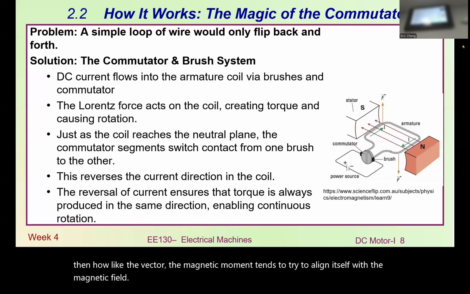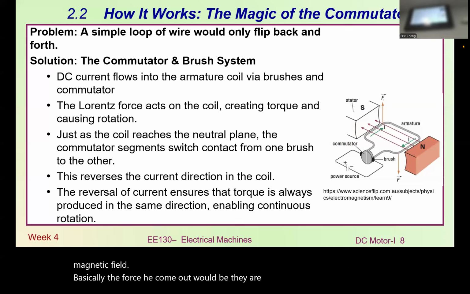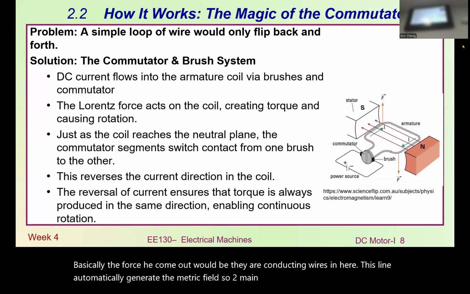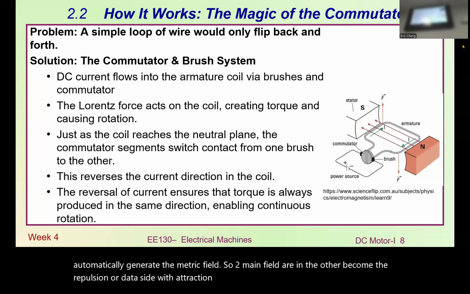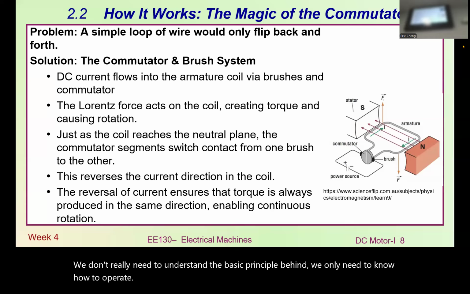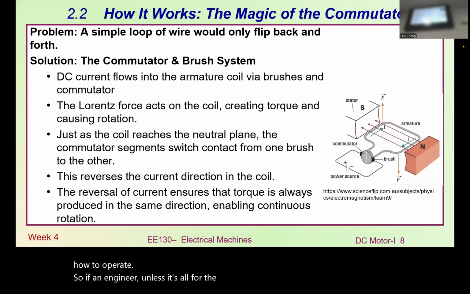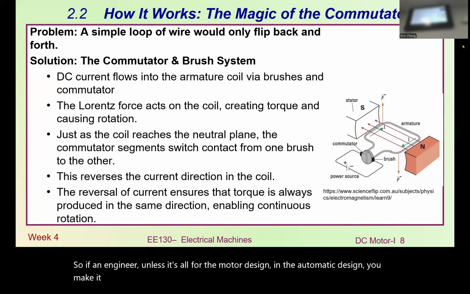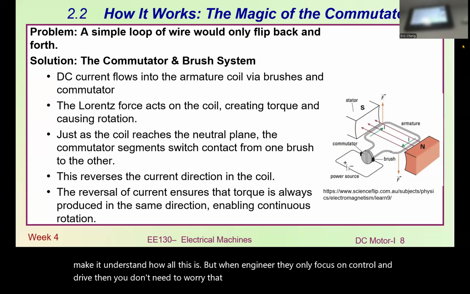Basically, the force that comes out is because we have conducting wires in here. This wire automatically generates a magnetic field. Two magnetic fields interact with each other, becoming repulsion on one side and attraction on the other, which causes the force and movement. But of course, as an electrical engineer for motors, we don't really need to understand the basic principle behind it; we only need to know how to operate. Unless you go into motor design, you may not need to understand all this. When engineers only focus on control and drive, you don't need to worry that much. But here, this principle is like that.